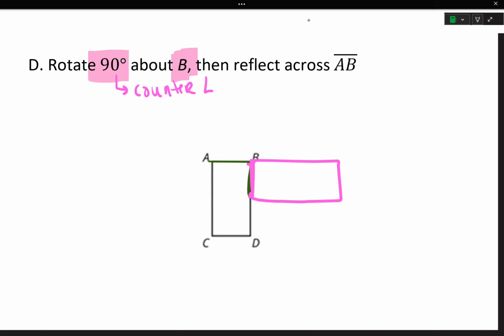And then lastly, we're going to reflect it across AB. AB is this line here. So if we're reflecting across it, we end up right there. Let's do this in a different color. Beautiful.